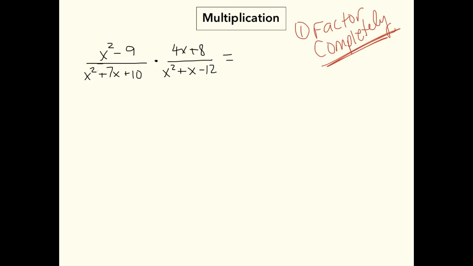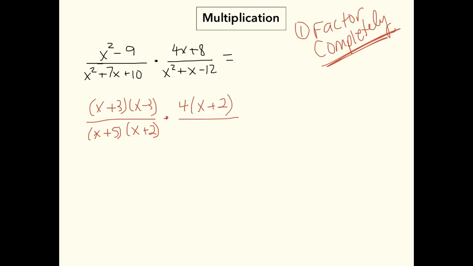Now, since we've done the factoring review, we know that x squared minus 9 is going to be x plus 3 and x minus 3. That's what it factors to. x squared plus 7x plus 10 will factor to x plus 5 and x plus 2. This is why you got to be really good at your factoring. 4x plus 8, we can factor 4 out: 4 times x plus 2. And then our x squared plus x minus 12 becomes x plus 4 times x minus 3. So we just factored all of these terms up here.